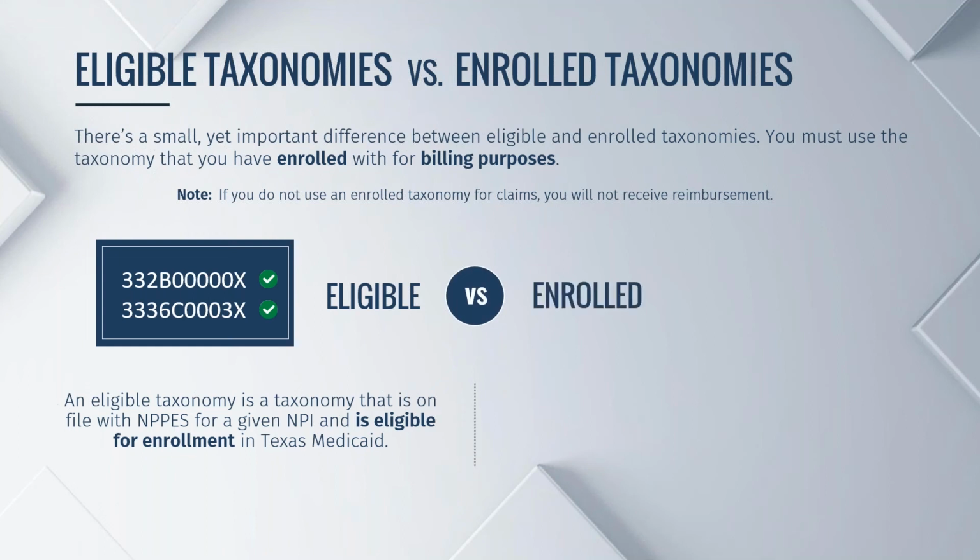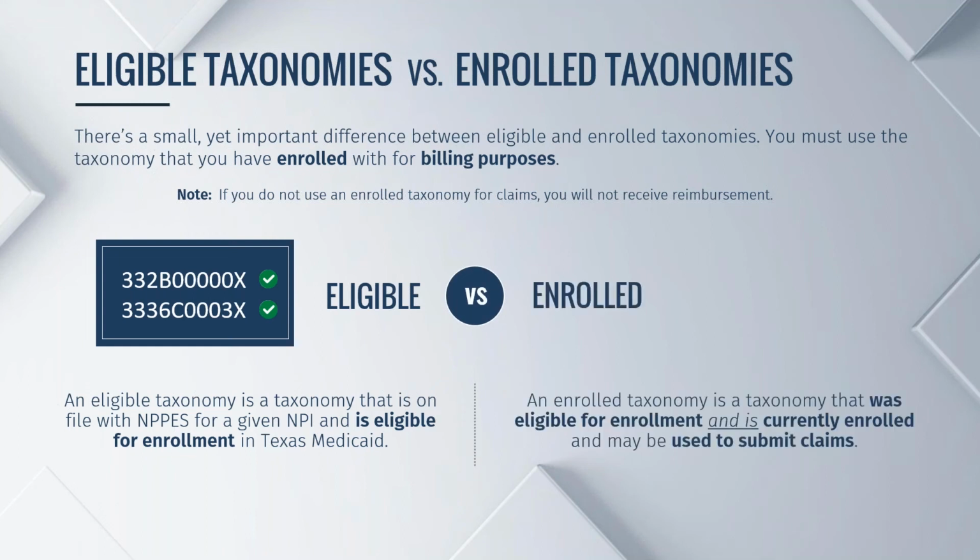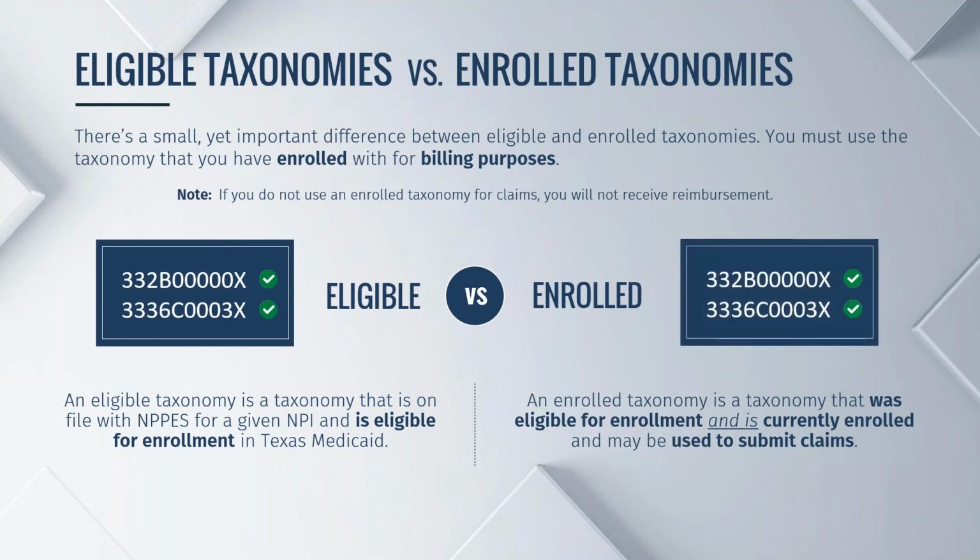An enrolled taxonomy is a taxonomy that was eligible for enrollment, is currently enrolled, and may be used to submit claims. In our example, taxonomy code 332B00000X is enrolled through PEMS and may be used for claims. But the other eligible taxonomy, 336C0003X, is not enrolled and cannot be used for claims.